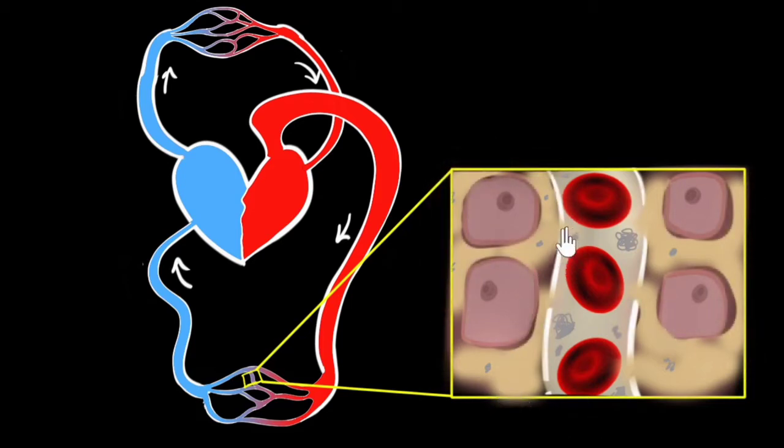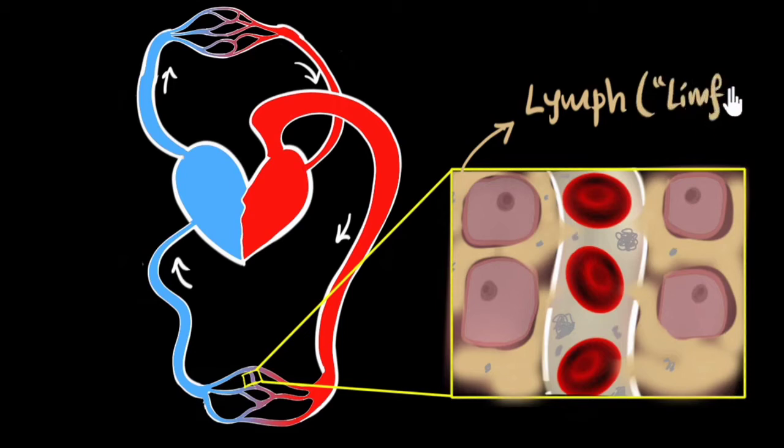Okay, so this plasma that oozes out and then fills up this space between the cells, this is what we call the lymph. All right, and it's pronounced as lymph with an F over there.